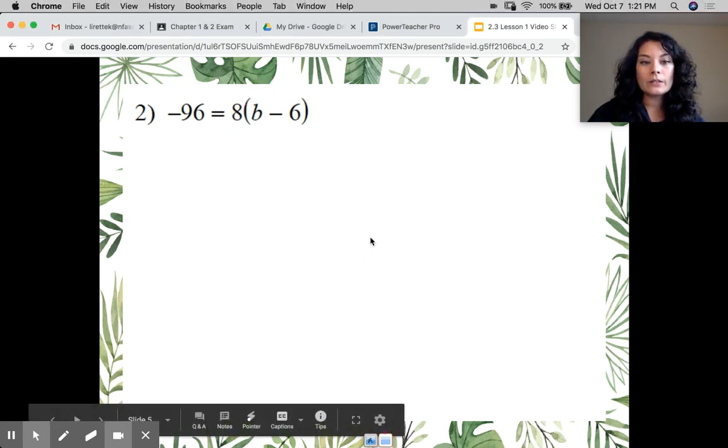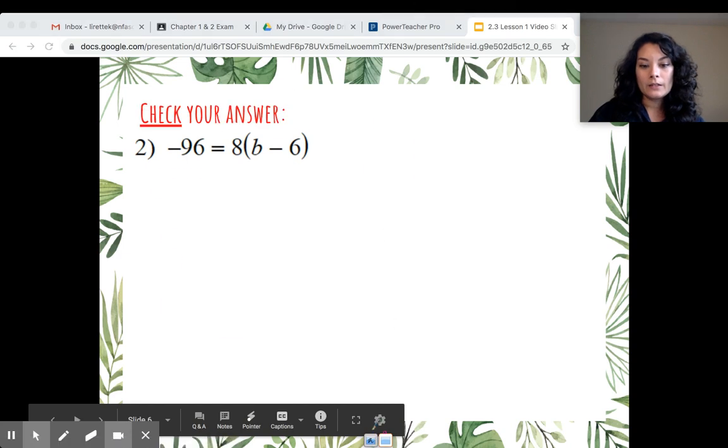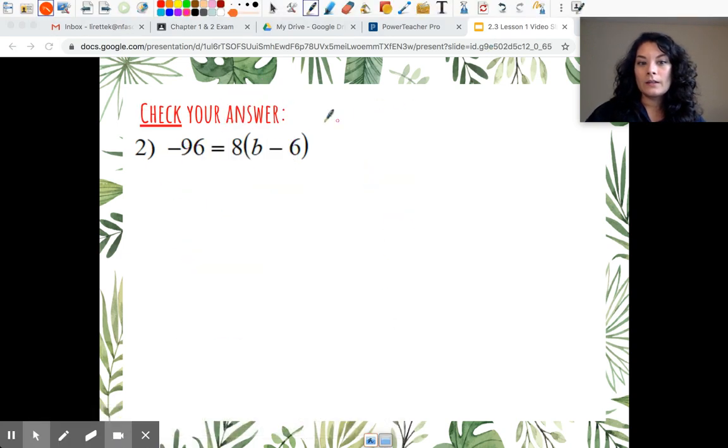So on the next slide, negative 6 equals b. I'm going to check my answer, and you should be doing the same thing in your notes as well. So take a moment to recopy the equation, and somewhere near there, you want to write the answer, and we're going to substitute and evaluate. So again, everywhere where I see this variable, I'm going to replace it with -6.